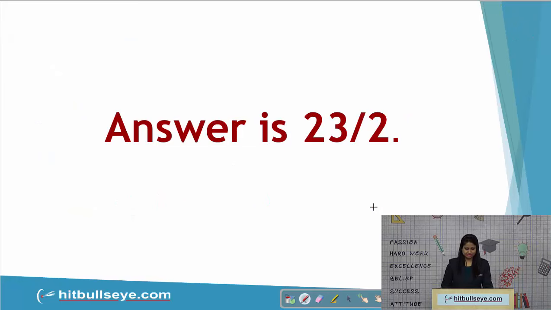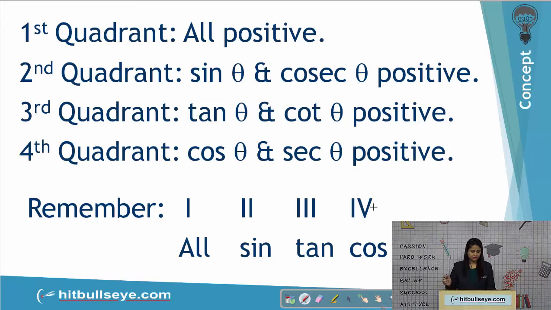We have seen this, that the answer is 23 by 2. Now the next thing is a concept. You must know of quadrants. It says that in the first quadrant all the T ratios are positive. In the second quadrant sin theta and its reciprocal are positive. In the third quadrant tan theta and cot theta are positive. In the fourth quadrant cos theta and secant theta are positive.